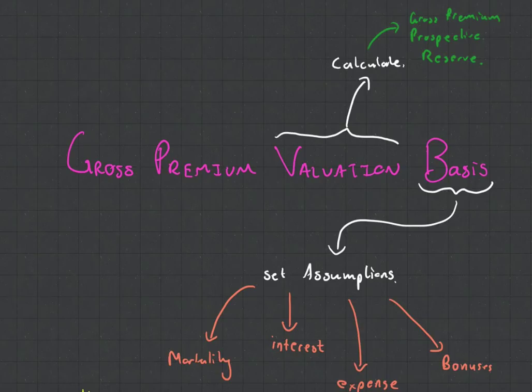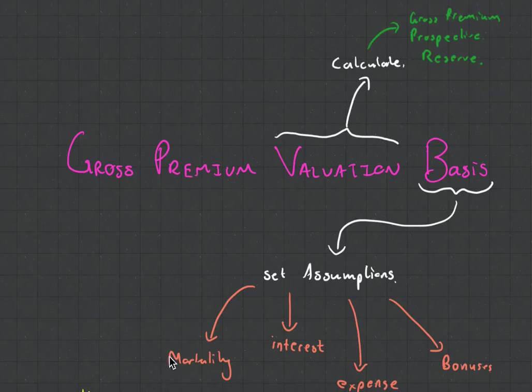I'm going to be talking about gross premium, valuation basis, and reserves. And yeah, the gross premium is used to calculate the gross premium prospective reserve. And let's look at this thing known as basis. What does that mean? Okay, basis, in a sense, is a set of assumptions. And what are the assumptions we need to make when calculating reserves?